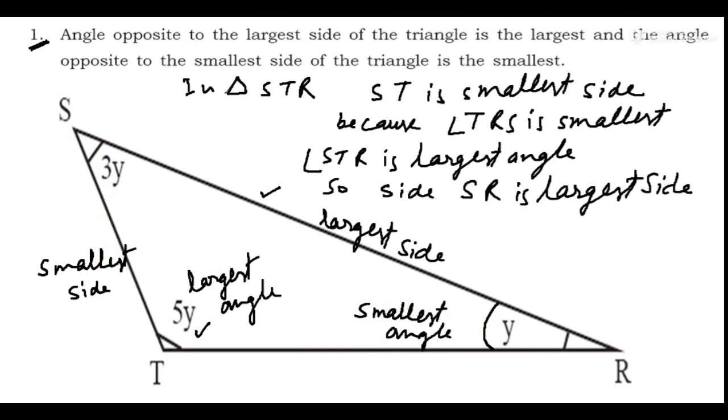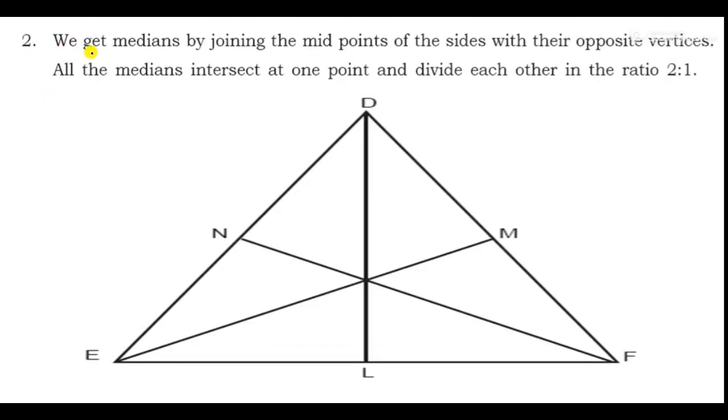Let us come to the second point. We get a median by joining the midpoint of a side to its opposite vertex. This is angle D, this is its vertex, and right in front of this vertex is the opposite side, and that is the median. It is the midpoint of EF, that is L, and the midpoint of ED, that is N, and here is the midpoint of DF, and that is M. When joining these, it is the median, you can see.